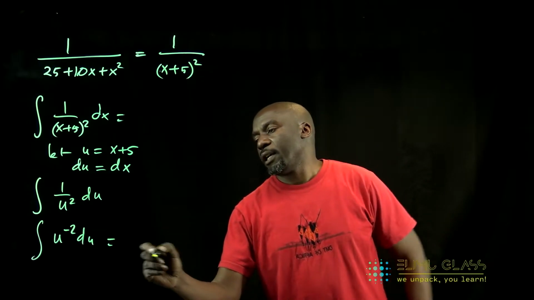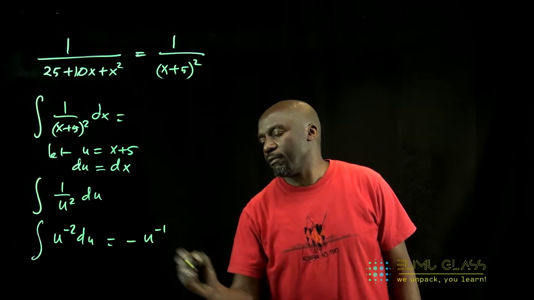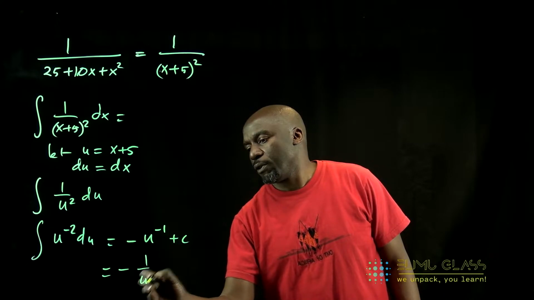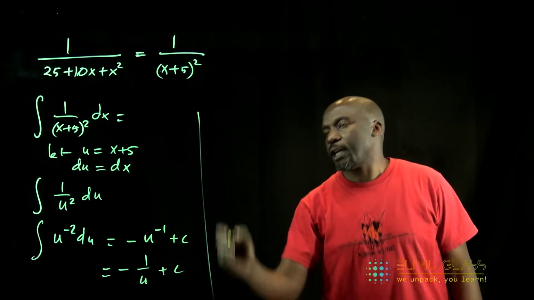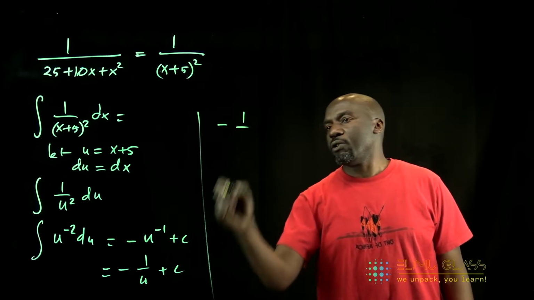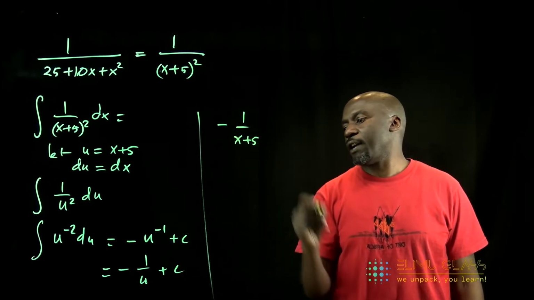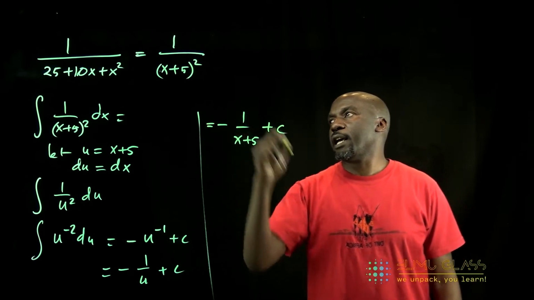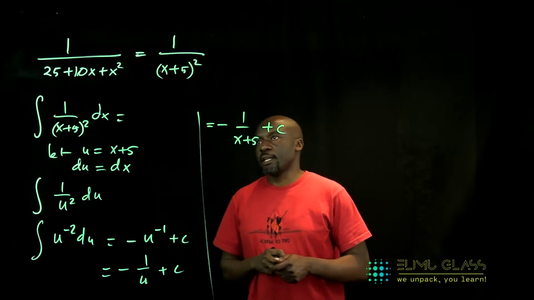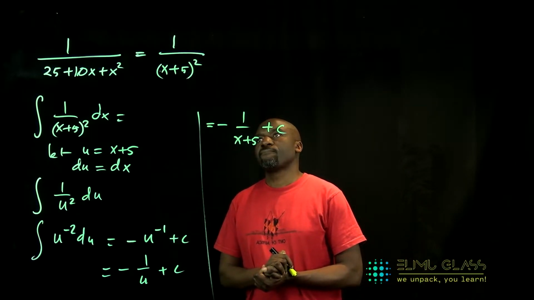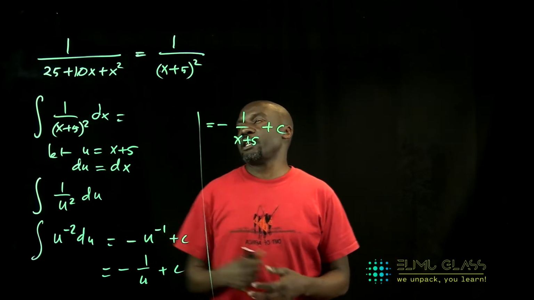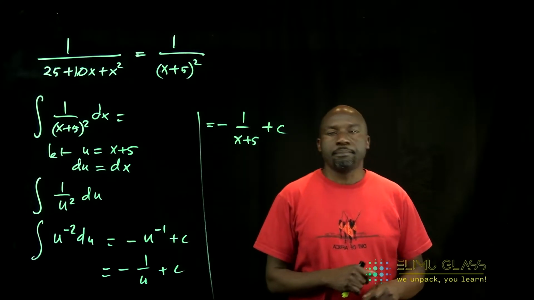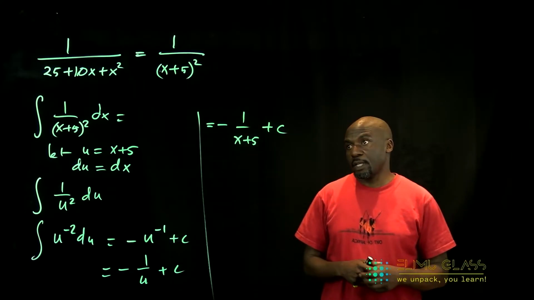This is the same as minus u to the power negative 1, plus c, which is the same as minus 1 over u plus c, which is in fact minus 1 over x plus 5, because u was that, and then we say plus c, and this is the integral. It is just that straightforward. So this required us to factorize the denominator, which makes life easier for us. Let's see the next one.